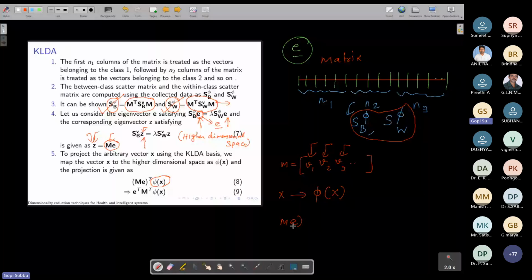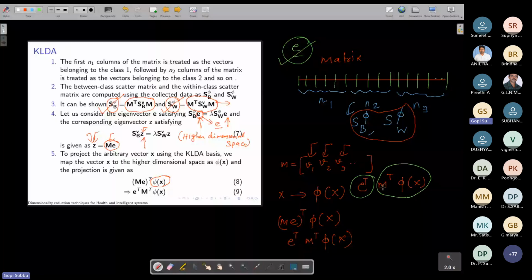So if I take E transpose, M transpose, phi of X, you know that this is going to be your M here. This is multiplied. Now we have this M transpose, phi of X coming. And E transpose is already known, which is actually computed using this matrix. It is already done. But interestingly, M transpose phi of X, M is also having the vectors in the higher dimension.